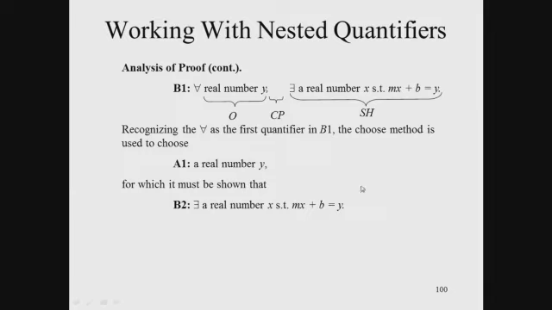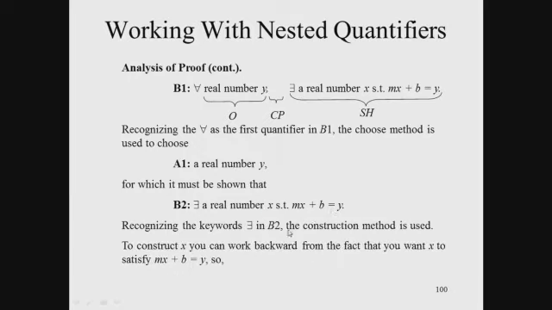Now we have to complete the model proof here. And in order to do that, you should look at B2 and recognize the keywords there is. And say to yourself, you have to show that there is an object with a certain property such that something happens. So what proof technique do you want to use now? The construction method? Now we have to use the construction method. And in particular, we have to construct a real number x for which mx plus b equals y.